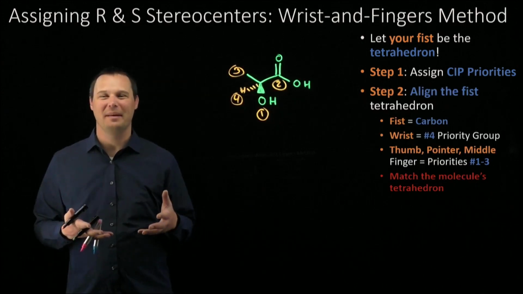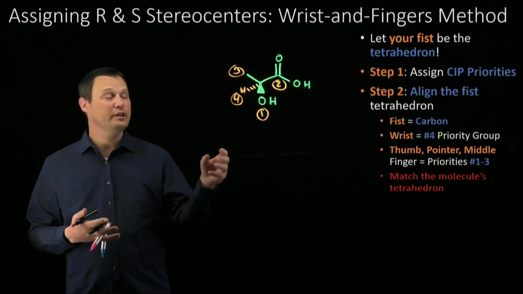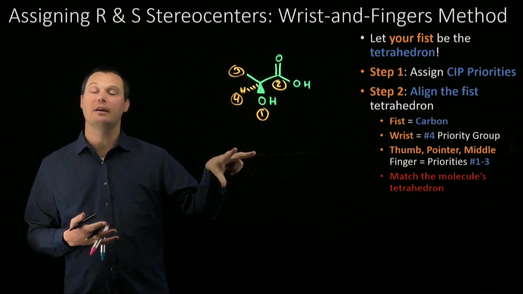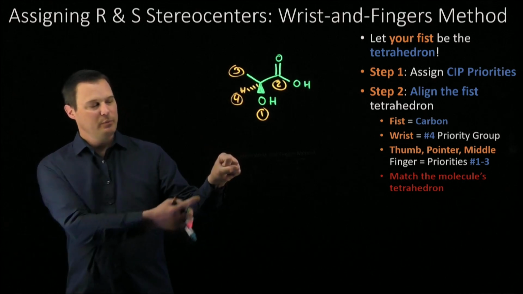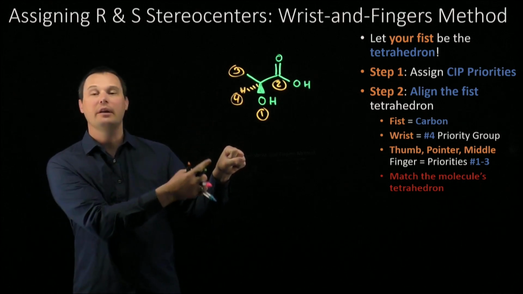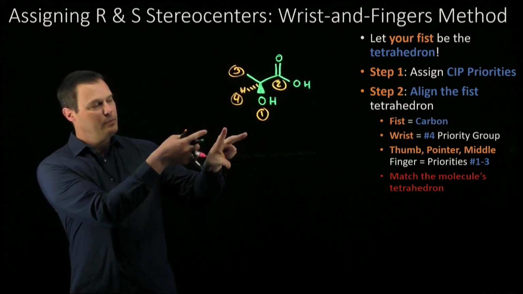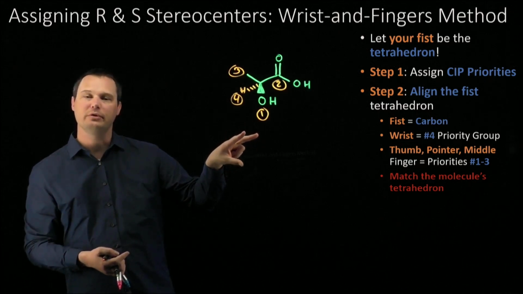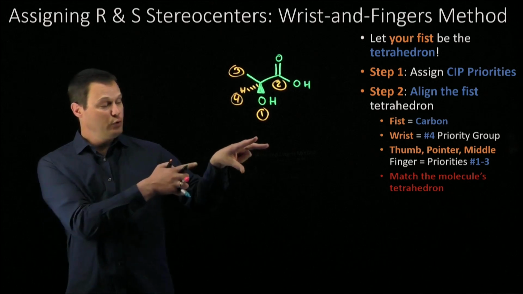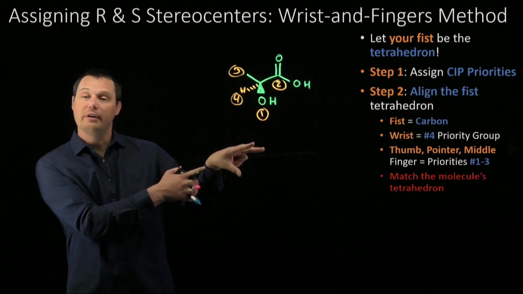Now for the fun part of the method. We'll build the carbon tetrahedron with our fist, our wrist, and our fingers. First, make a fist and pretend that your fist is the stereogenic carbon atom. Your wrist is one of the bonds, your thumb, your pointer, and your middle finger are the other bonds of the tetrahedron. And the key to this method is that your wrist is always priority number 4.